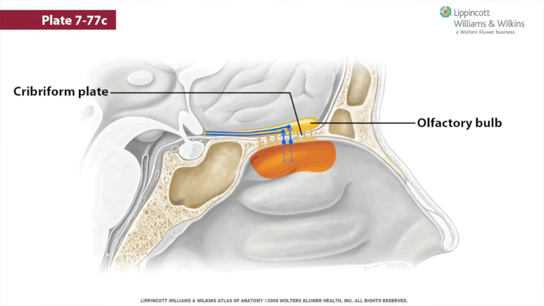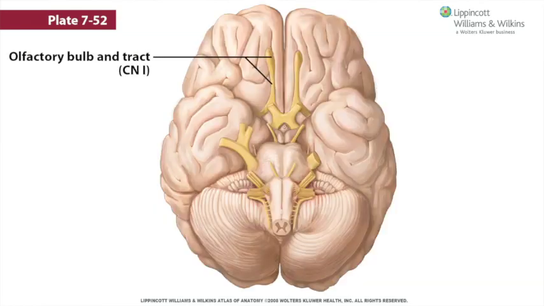These axons synapse in the bulb, and secondary axons travel through the olfactory tracts to the cerebrum. The olfactory bulbs and tracts are considered extensions of the forebrain, which is why we are calling the bundles of axons running from the bulbs to the cerebrum tracts instead of nerves.